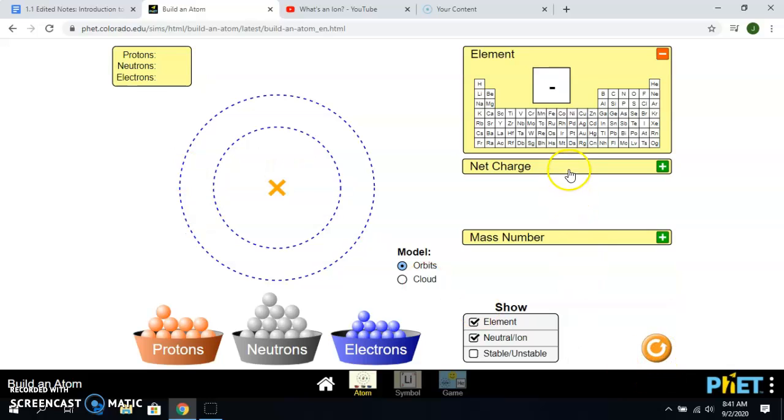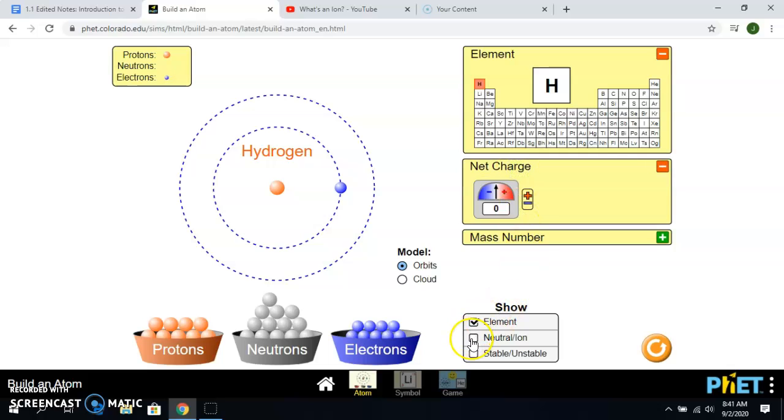Okay, I'm going to hit reset and I want to take a look at net charge in just a minute. Okay, let's say that we're talking about a very simple neutral atom, which is hydrogen. When I click on net charge in neutral or ion, you can see it's a neutral atom right here because we've got a balance between the positively charged particle, the proton, and the negatively charged particle, the electron. You can see that balance right over here. One positive balances with one negative.